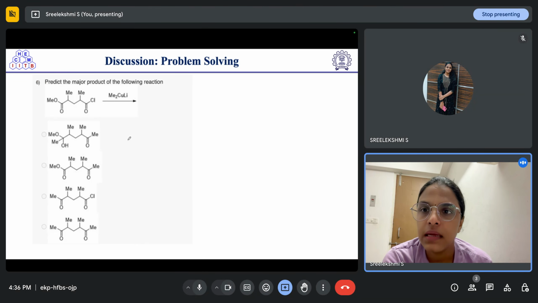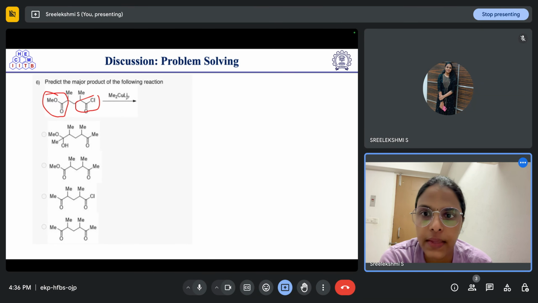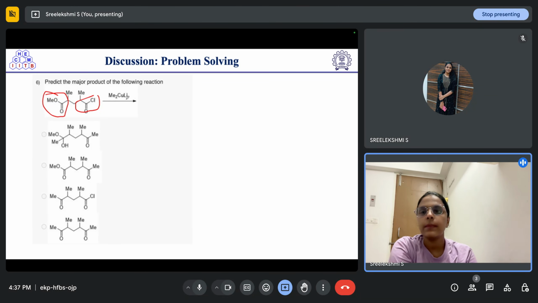Moving to the next question, predict the major product of the following reaction. Here one side has an ester and one side has an acid chloride. So here we are treating with this dimethyl copper lithium complex, which will be the major product here?